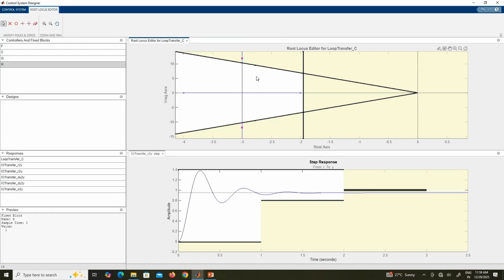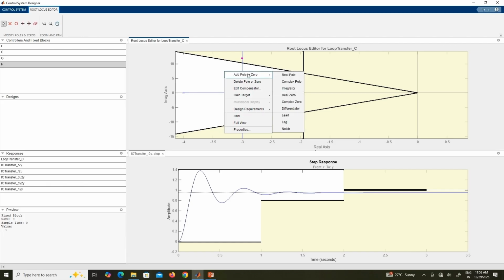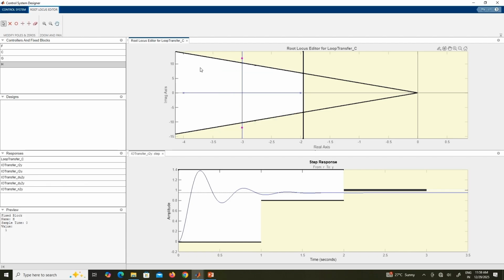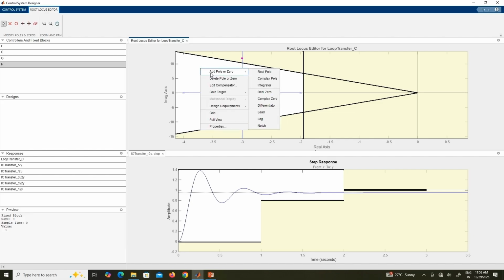So, how do I introduce 1 by s? You go to the white part of the root locus, do not do it on the yellow part, because sometimes you might change the specifications by mistake. So, go to the white part, right click, and then you can see add poles and zeros. That means using this you can add extra poles and zeros into the root locus. Okay. So, I want to add a pole at the origin. That is nothing but an integrator, because I am adding 1 by s. I have to add a pole at the origin, means I want 1 by s, and 1 by s is nothing but integration.